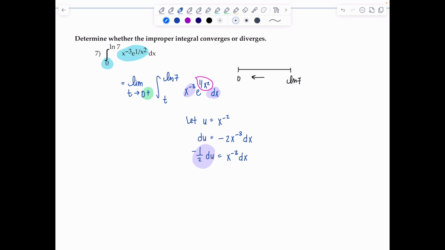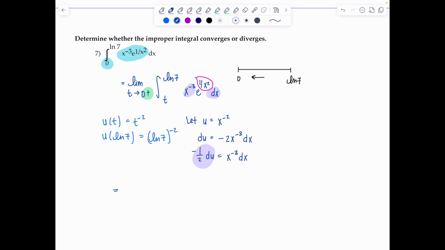Then let's switch our limits from being in terms of x to being in terms of u. So u of t would be t to the negative second. And then u of ln of 7 is just ln of 7 to the negative second. And no, you can't move that exponent to the front. You can only move the exponent when it belongs to the argument here, to the 7. If it applies to the whole logarithm, it's stuck as is. Don't even think about moving it. The math police are going to come snatch you quick, fast, and in a hurry.